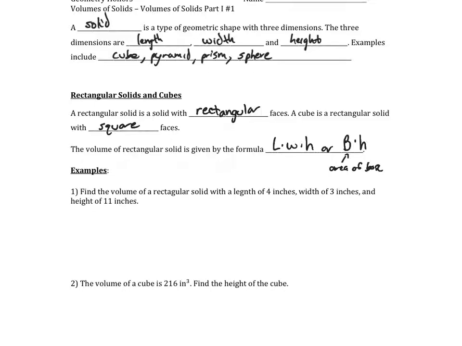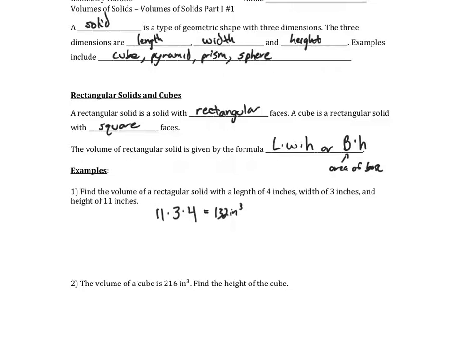So it says find the volume of a rectangular solid with a length of 4 inches, width of 3 inches, and a height of 11. All right, so here is one of the ways we can think about this. It's just length times width times height. So all we need to do is just do 11 times 3 times 4, and that gives us 132 inches cubed.